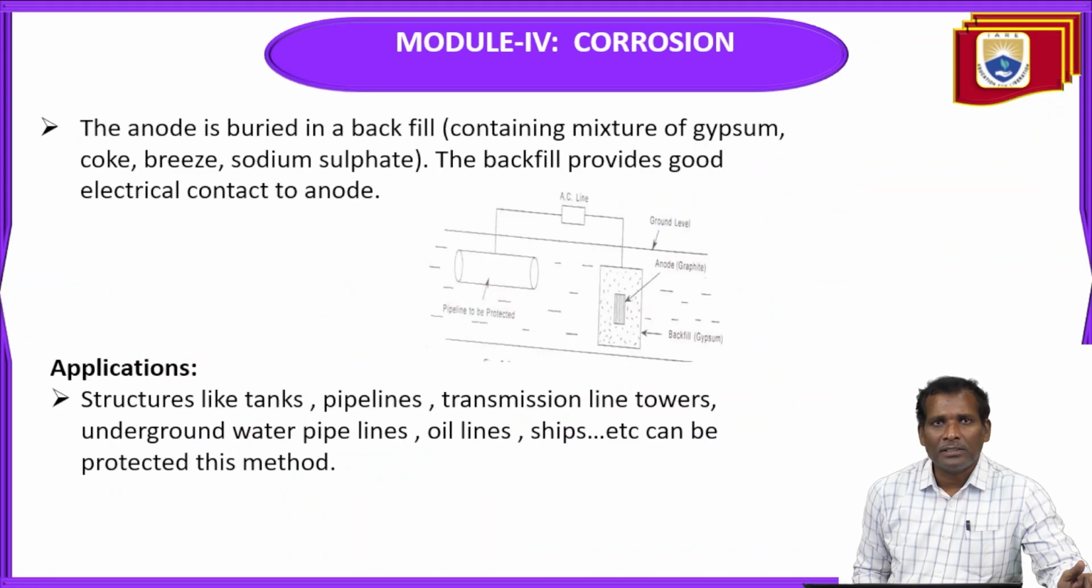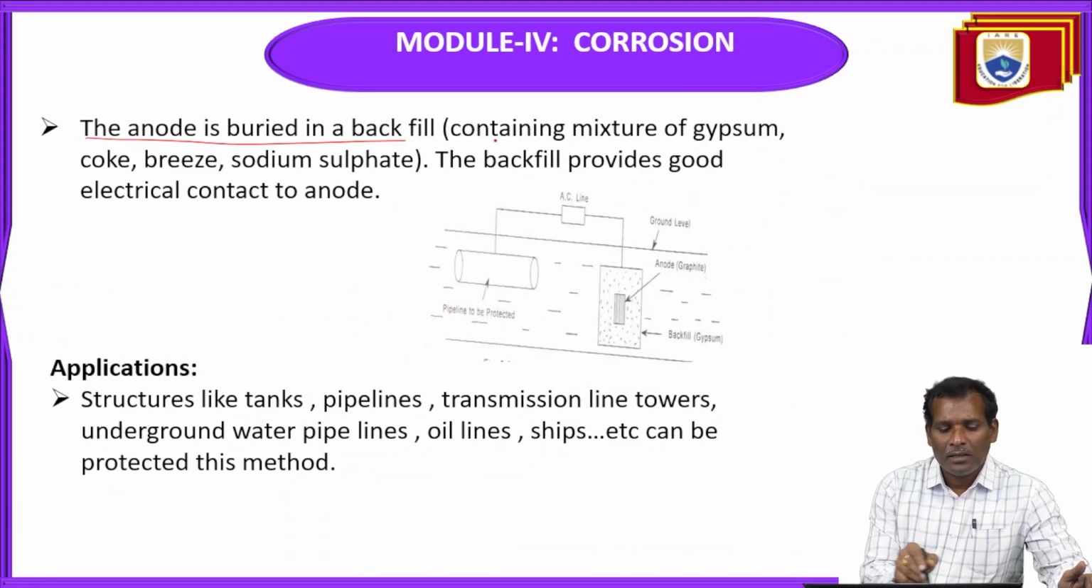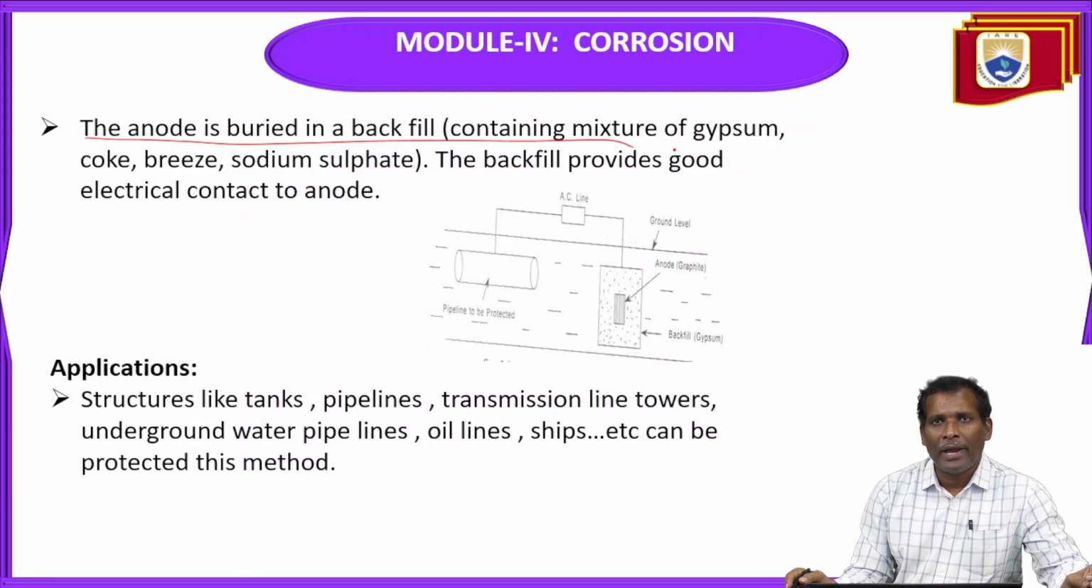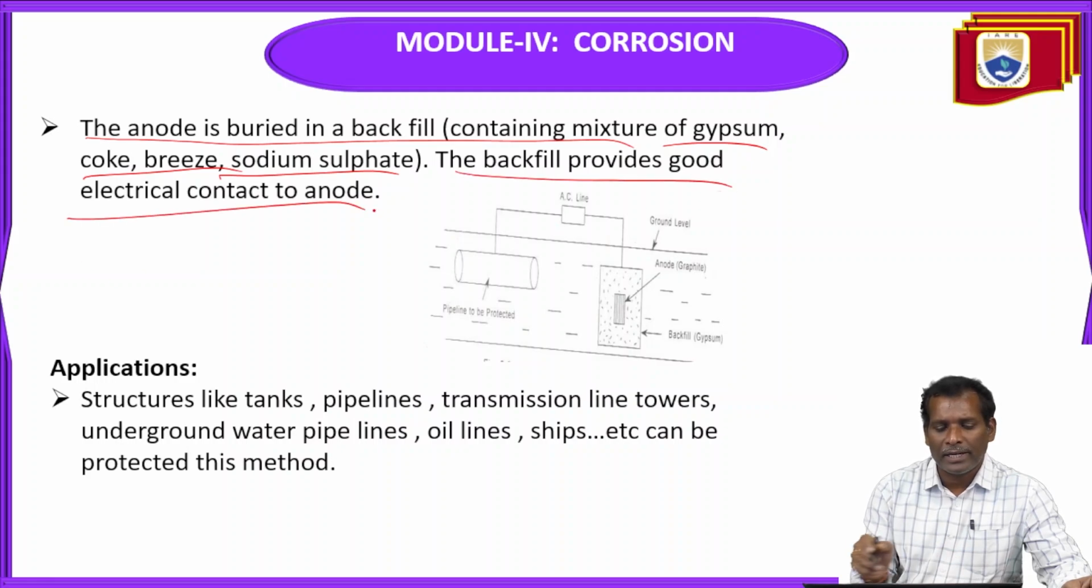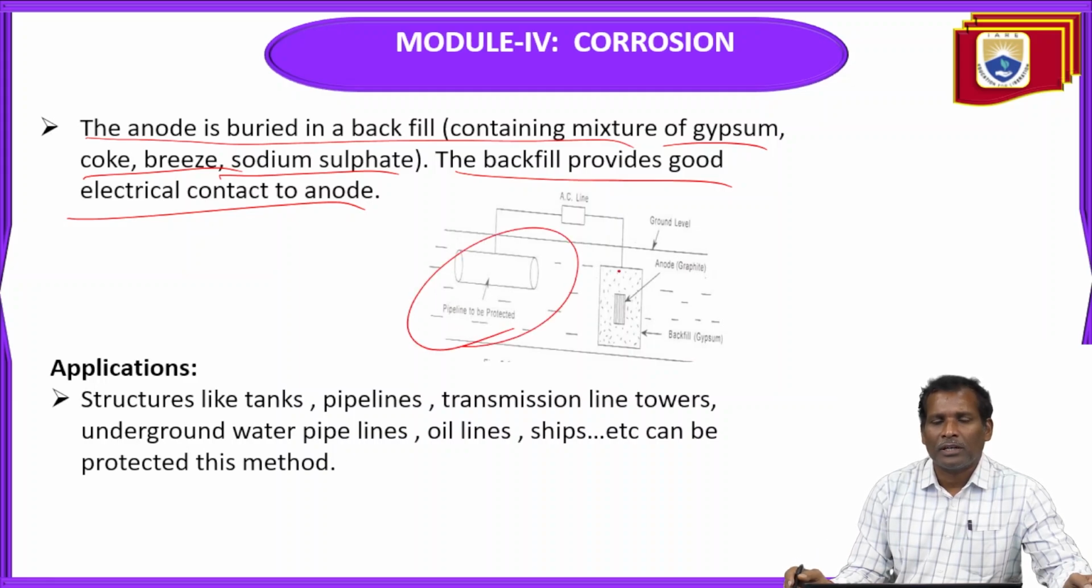So the anode is buried in a backfill containing a mixture of gypsum, coke, grease, and sodium sulfate. The backfill provides good electrical contact to the anode. So here you can see the pipeline to be protected from corrosion. Shown is the anode, with the backfill containing a mixture of gypsum, coke, grease, and sodium sulfate.